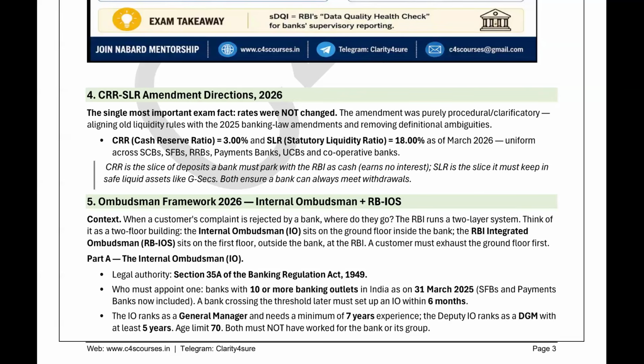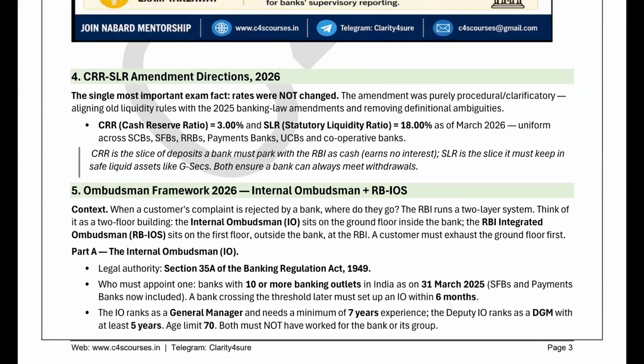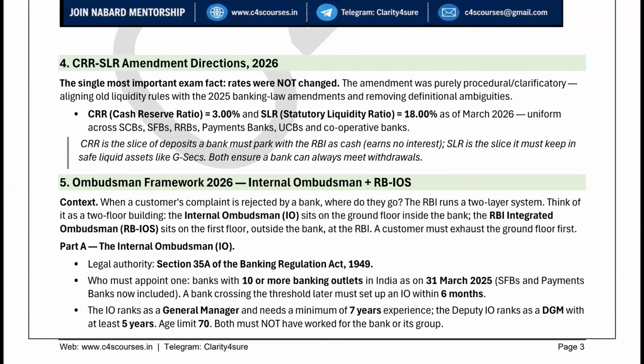So the fourth news is also very clear to everyone. Please tell me, the fourth circular news, that is the CRR SLR Amendment Directions 2026. Is it clear to everyone? Is everyone maintaining the A4 size paper that I have told you? Please try to understand.